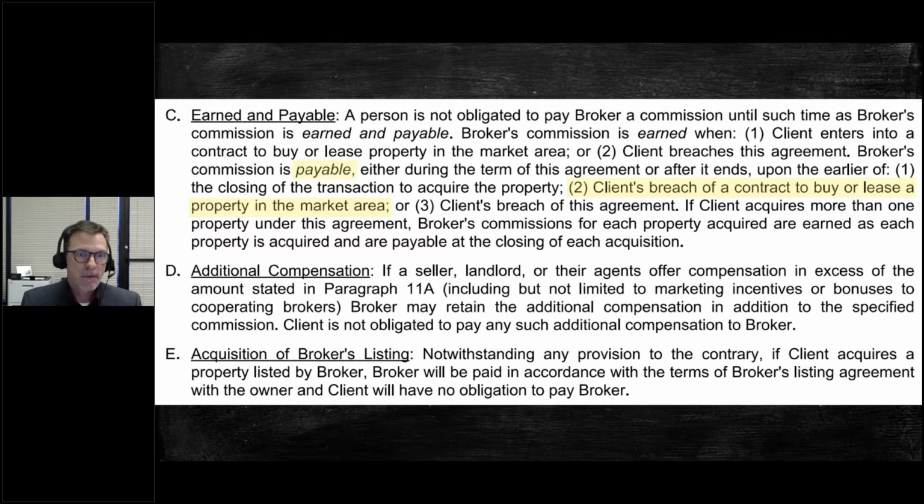Or third option, the client's breach of this agreement, that is the buyer-tenant representation agreement. So if the client breaches the buyer-tenant representation agreement, the broker's commission is earned and payable right at that moment. And the buyer is obligated to pay the broker whatever the commission is that is agreed in paragraph 11A.